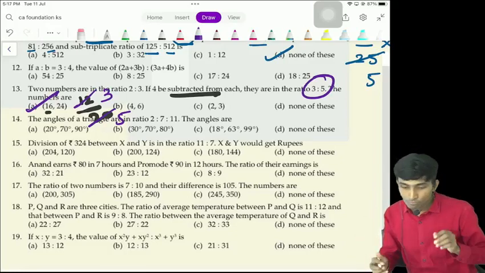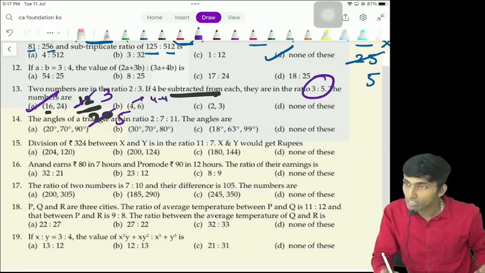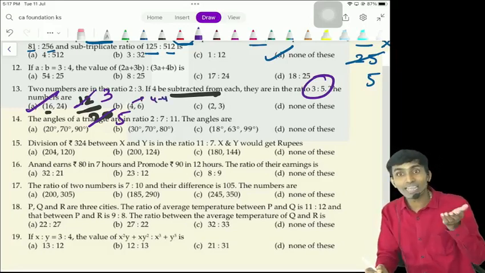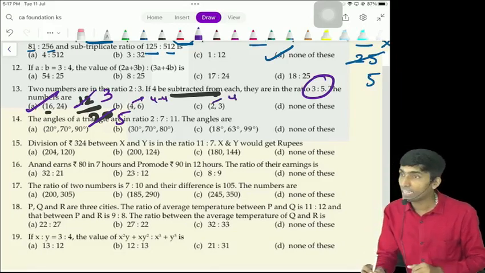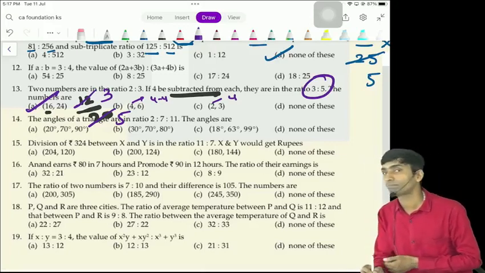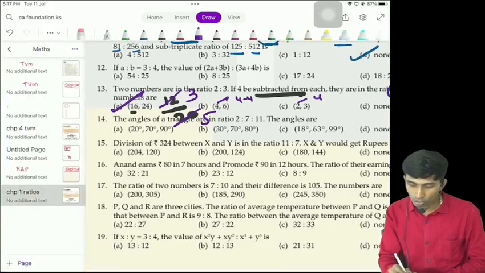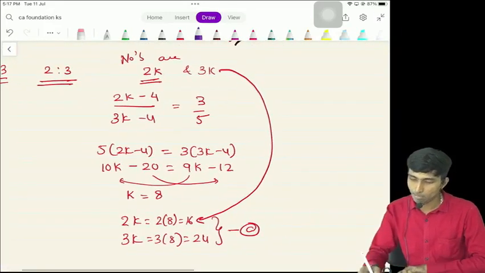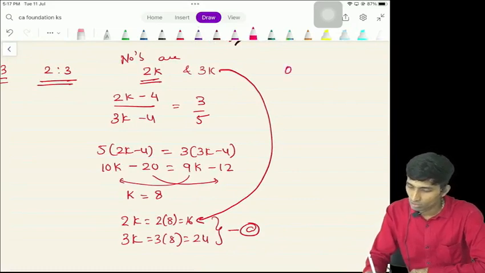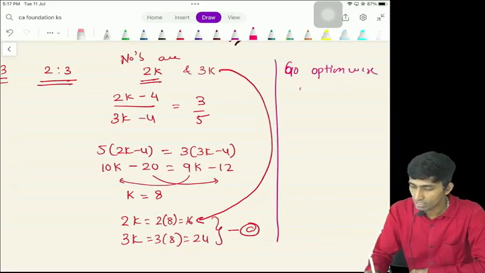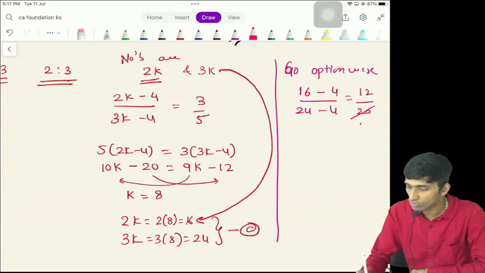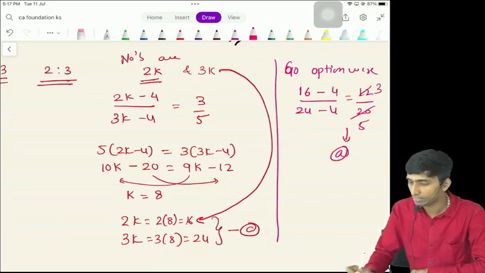Is this clear? If you check here now, 4 minus 4, the answer is 0. Is it possible? Can you get 3 is to 5? No. 2 minus 4, is it possible? Minus 2. And the last one is none. Is this clear? If you want, you can copy this. After copying this, you can write: go option wise. 16, 24. 16 minus 4, 20 minus 4. 12 upon 20, so the answer is 3 by 5. Therefore the option is A.